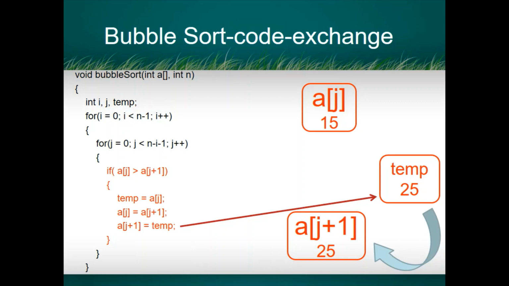So this is bubble sort. Take one array and try to do it yourself. Just trace the program. You can get the answer.